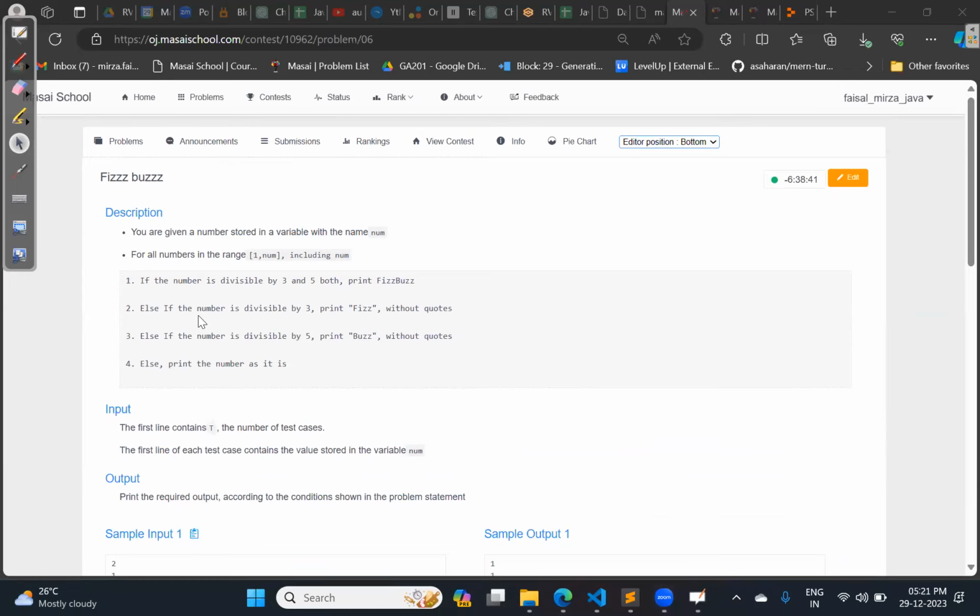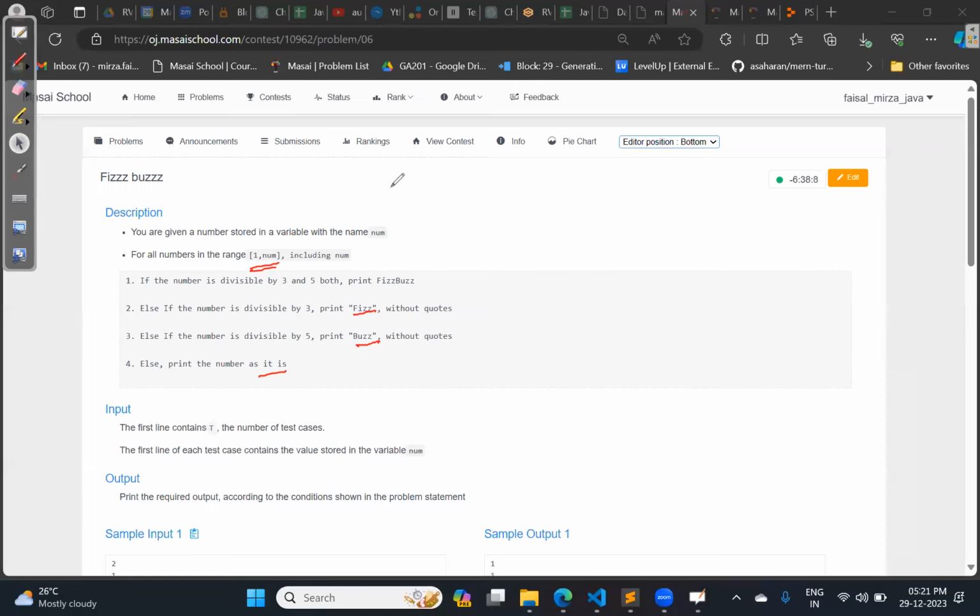Read this question. You are given a number stored in a variable with the name num, and for all the numbers in the range 1 to num, including num: if the number is divisible by 3 and 5, then print fizzbuzz. Else, if it is divisible by 3, then print fizz without quotes. Else, if it is divisible by 5, then print buzz without quotes. Else, print it as it is. We can proceed.